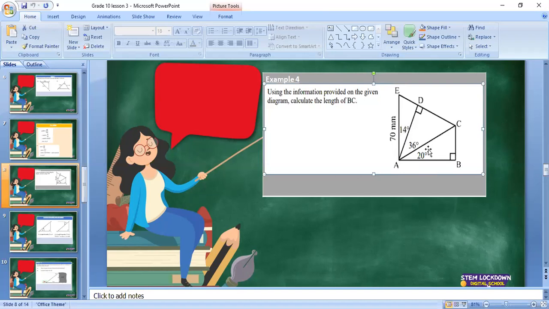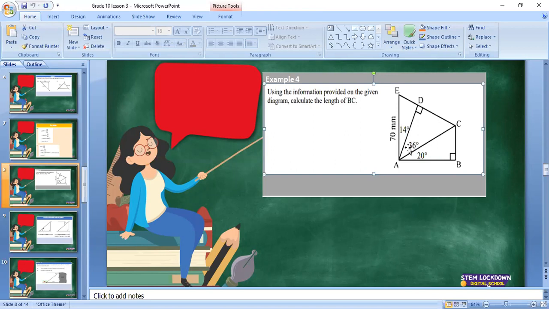Has adjacent and hypotenuse. Remember, here we said AC is our hypotenuse, AD is our adjacent. So which one has adjacent and hypotenuse? Cos. Adjacent, hypotenuse is still cos. So cos 36 equals adjacent 14 over AC. So like that, you can replace our AC. You do your cross multiplying and you find your AC.